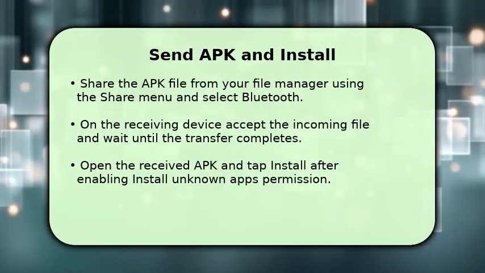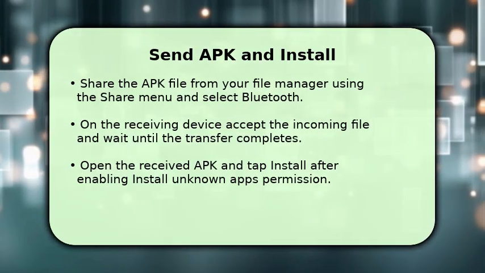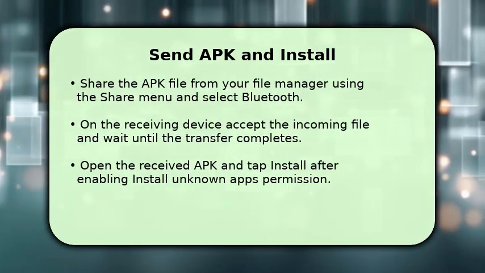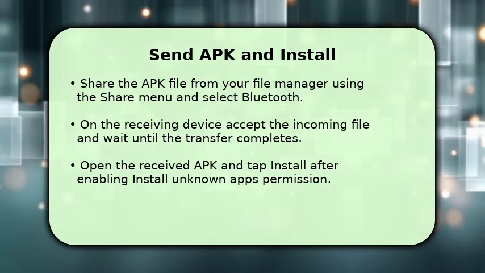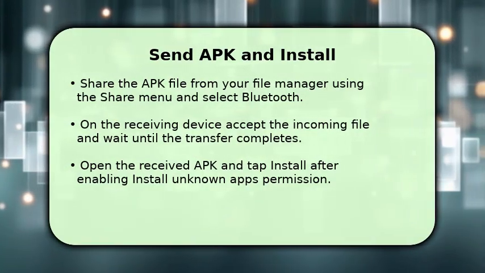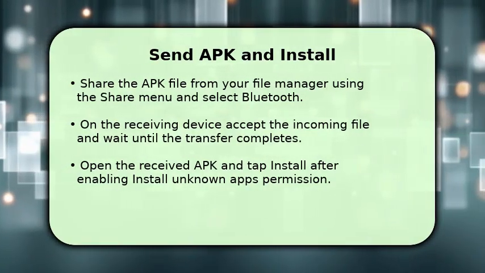On the receiving device, accept the incoming file prompt and wait until the transfer completes to 100%. After transfer, open the received APK file and tap Install. If needed, enable Install Unknown Apps permission for the installer app.